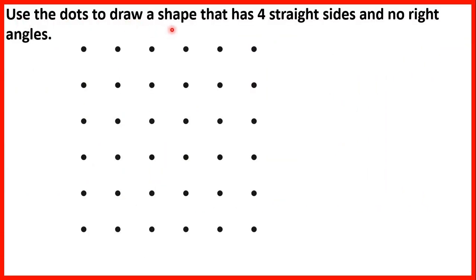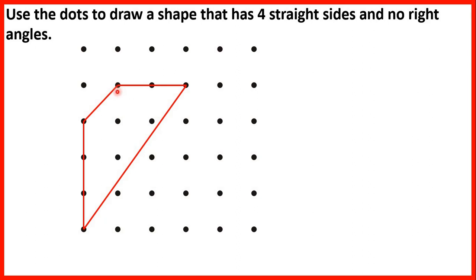Use the dots to draw a shape that has 4 straight sides and no right angles. So remember, a right angle is like the corner of a piece of paper or the corner of this screen. And there are lots of possible answers for this question. But we could draw a shape like this because that has 4 sides and no right angles.